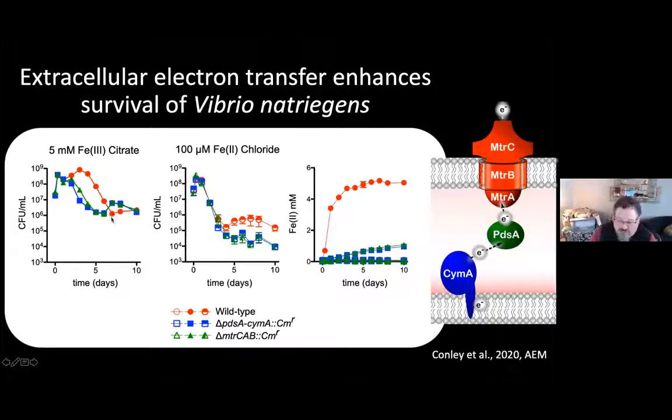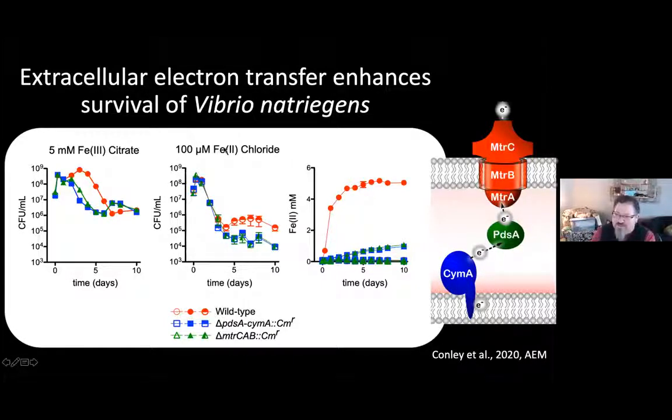But we think that under these more starvation conditions, their ability to move electrons, even though it's slow, to this insoluble electron acceptor allows them to persist longer. And these two mutants, one is a mutant taking away those things, and one is a mutant taking away this, and both of them basically behave the same.